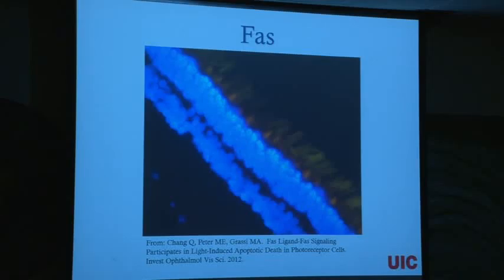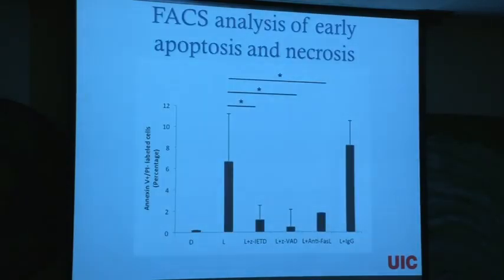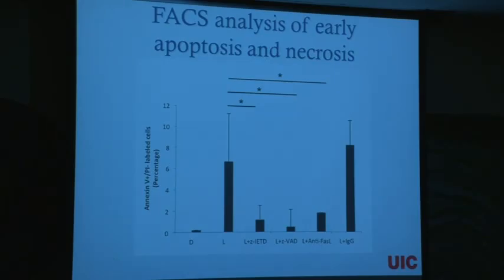photoreceptors and treated them with a visual chromophore and exposed them to light and induced cell death. Using that model, we then treated them with a Fas ligand blocker, and you can see here with light we induced a considerable amount of cell death, and that was significantly attenuated with Fas antibody, but not nearly as much as if you inhibited with caspases.